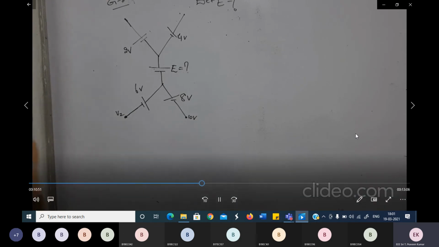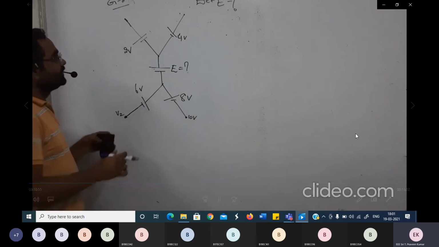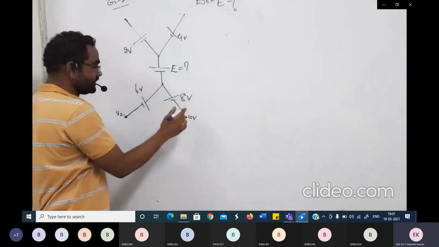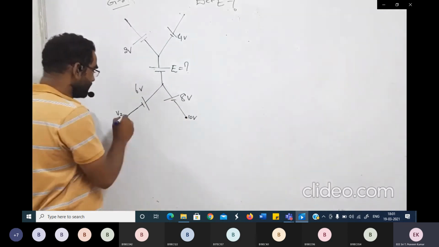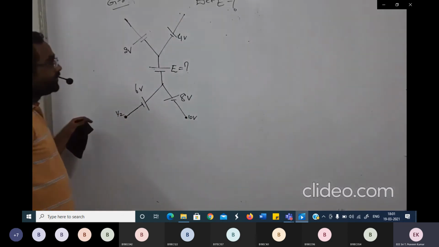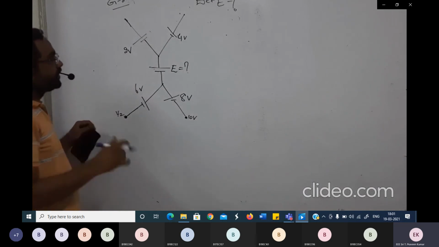Now let us see the next question, which is also asked in the GATE examination on KVL and KCL. This is the circuit which is given. This is 2 volts, this is 4 volts, this is 8, and at this node the voltage is 10, and at this node it is said as V2. Now there are a lot of questions which can be asked on the same circuit, so please all of you keep it in mind.